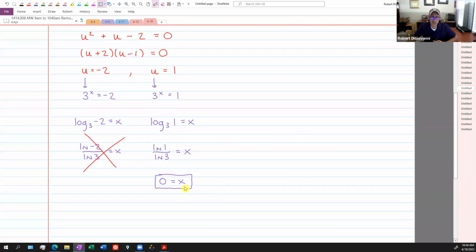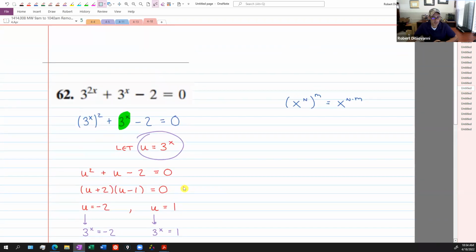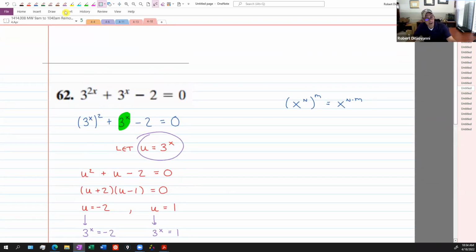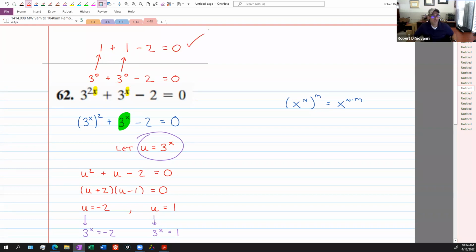Can we check this answer real quick? I know you don't have to, but let's just check it. It'll be easy to check with 0. If I replace this x with 0 and that x with 0, let's see what we get. We get 3 to the 0 plus 3 to the 0 minus 2 equals 0. But 3 to the 0 is 1, plus 3 to the 0 is 1, and then minus 2 equals 0. Yeah. 1 plus 1 minus 2 equals 0.